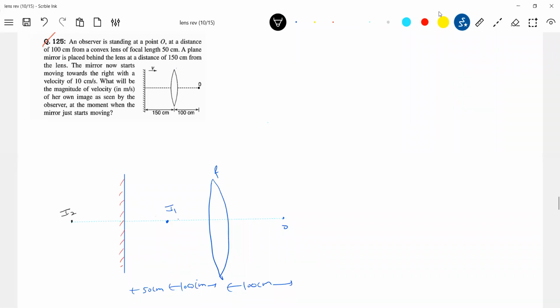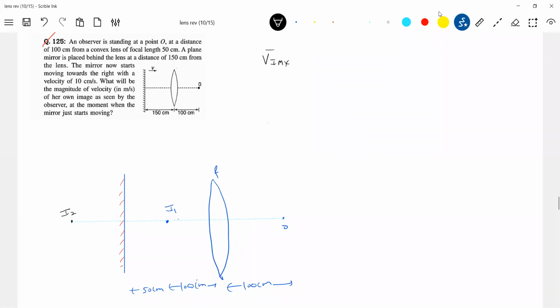Okay, there's the initial part. Now what is the state? The mirror starts moving. This I2 will become the object for the lens. So what should be the velocity? The mirror starts moving, so what is the formula you should go for?